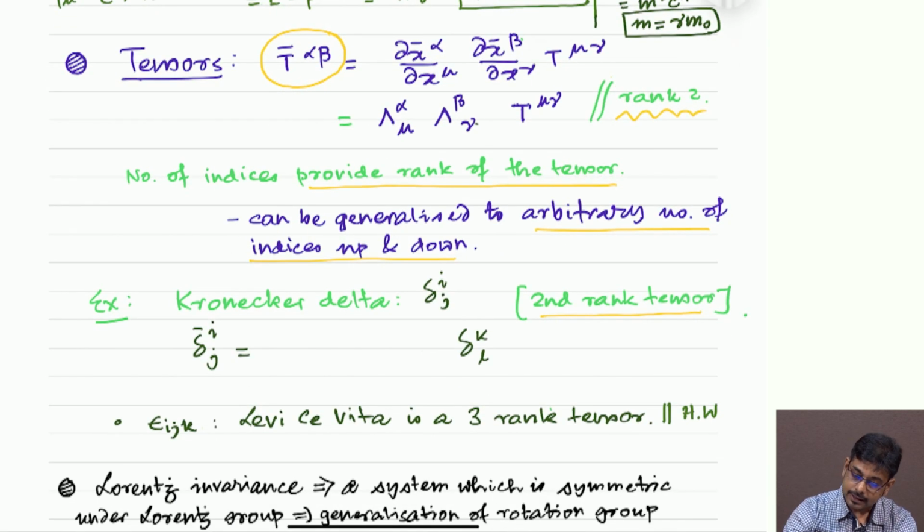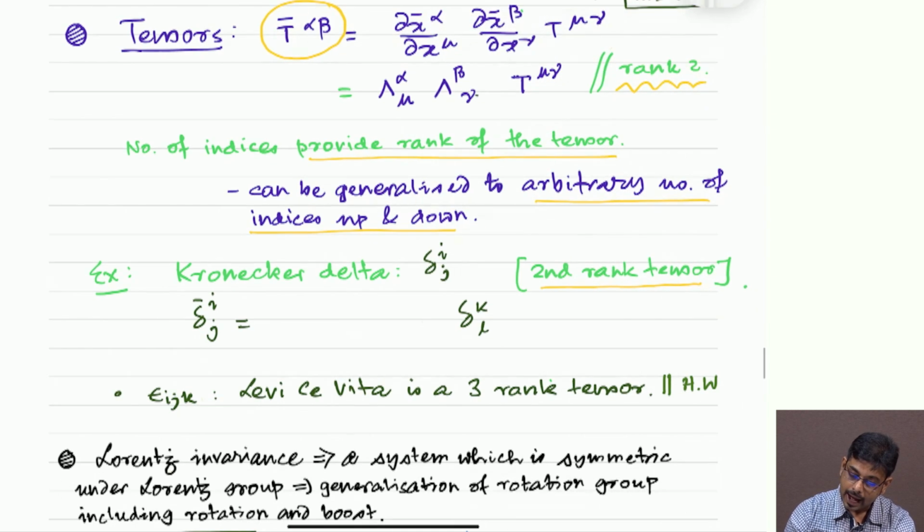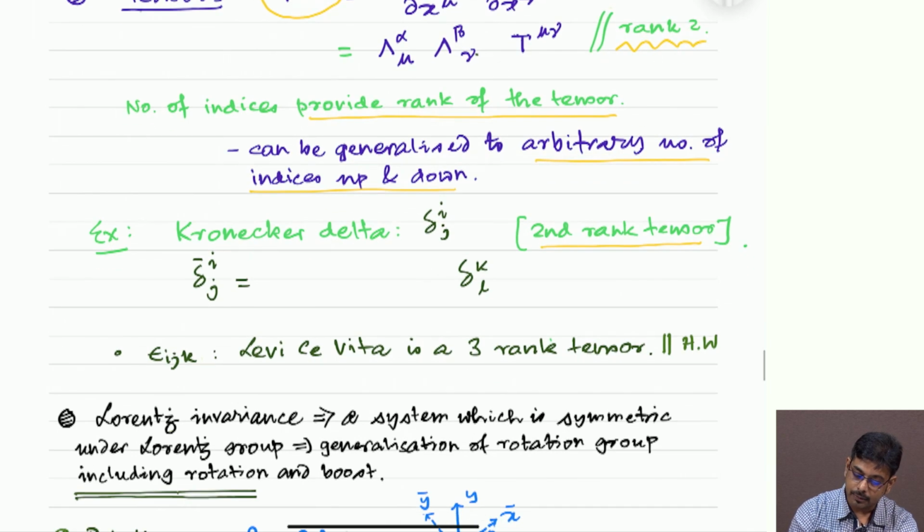There is an interesting example which we come across in particle physics, which is called the Kronecker delta symbol, and this is a second rank tensor with indices i and j. So, this is what is called delta ij. Now, can I try to write the Kronecker delta in the S bar frame? Let us write it as delta bar ij, and let us denote delta kl for the untransformed ones. So, now can we try to write this transformation?